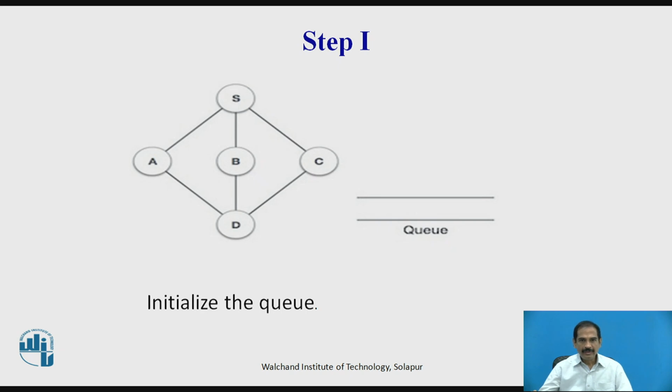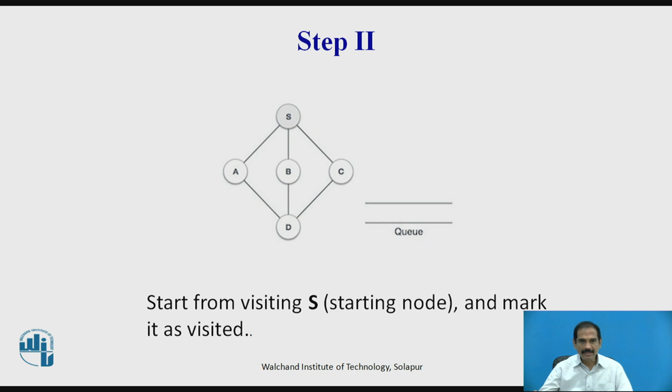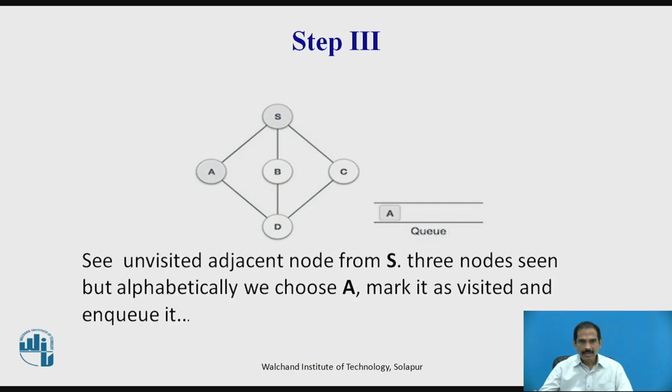For our graph, we shall first initialize the queue, which is set to be empty. Then we decide to start visiting the graph from the starting node, and mark this node S as visited. We then look at unvisited adjacent nodes from S. There are 3 nodes, but alphabetically we will choose the node A, mark it as visited and enqueue it into our queue. As we can see now, A is the node which is present in our queue.